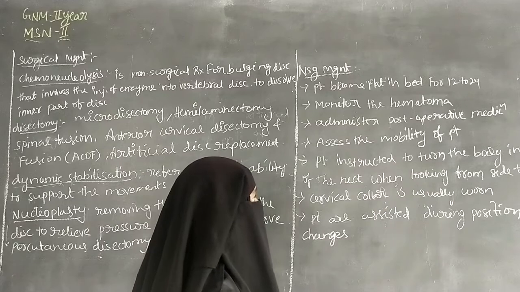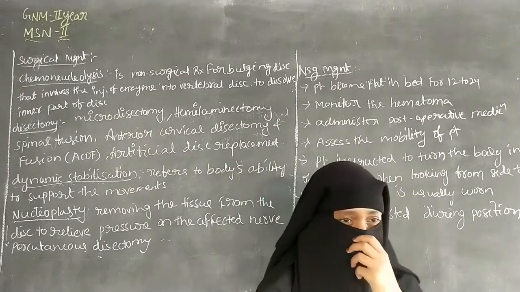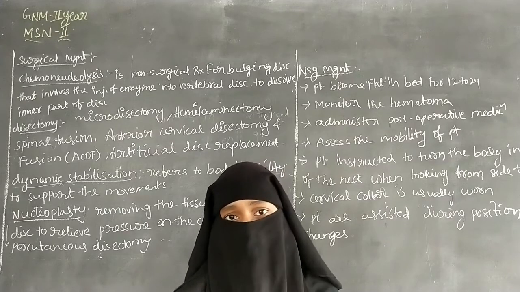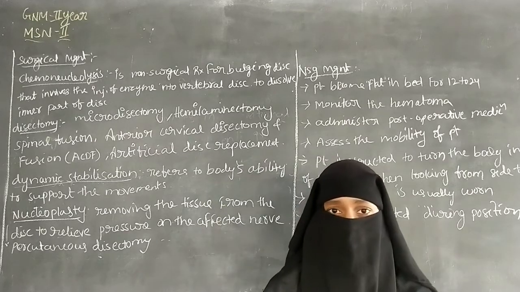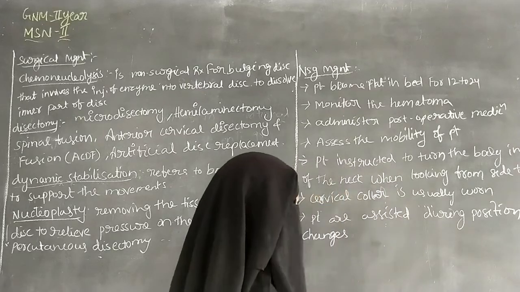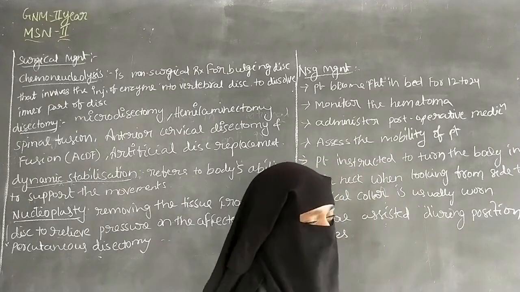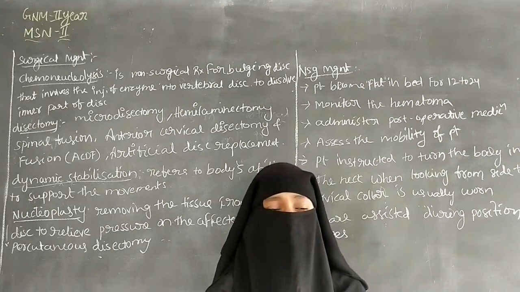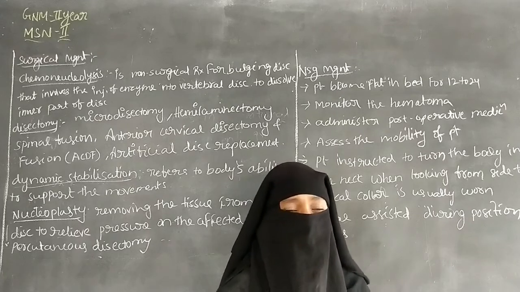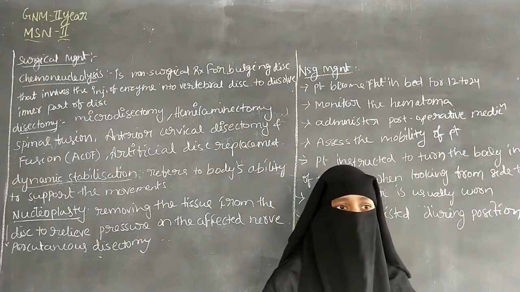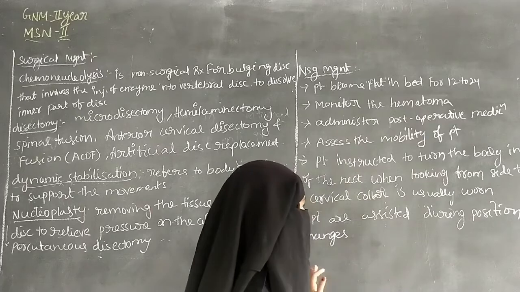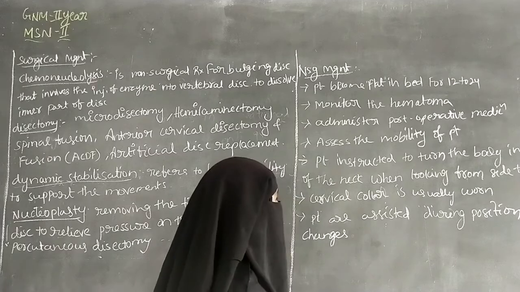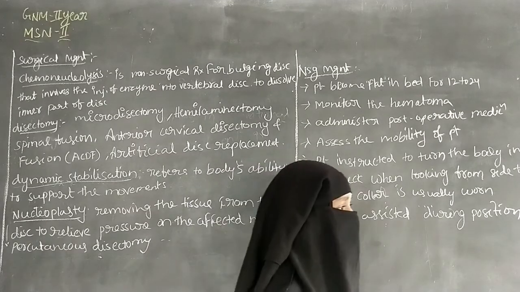And next one is administer post-operative medication. The nurse has to administer the medications prescribed by the doctor post-operatively at the correct time. Next one is assess the mobility of the patient. The nurse has to assess whether mobility is present, whether the patient is able to move the spine, and the patient is instructed to turn the body instead of the neck when looking from side to side.